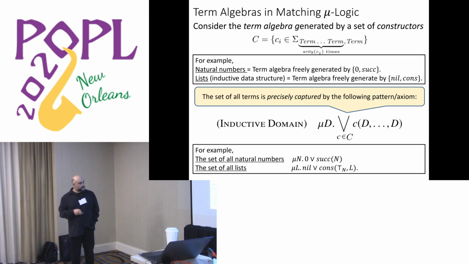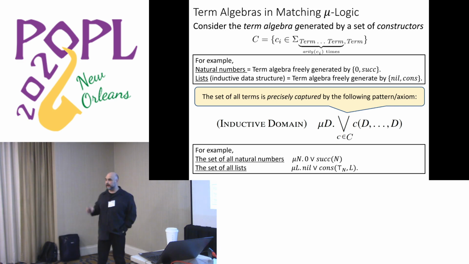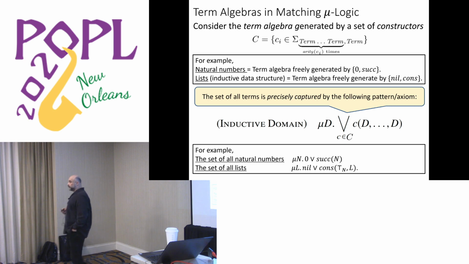Or the set of all lists. Once you have natural numbers, you can define lists over natural numbers, like mu L, nil, or cons of, and this is the total set. This contains all the natural numbers, and L is the same L that is bound here. And you can prove that these are the exact models, the initial models, which tells us in particular that we are not going to have a complete proof system, right? Because you can define exactly natural numbers.